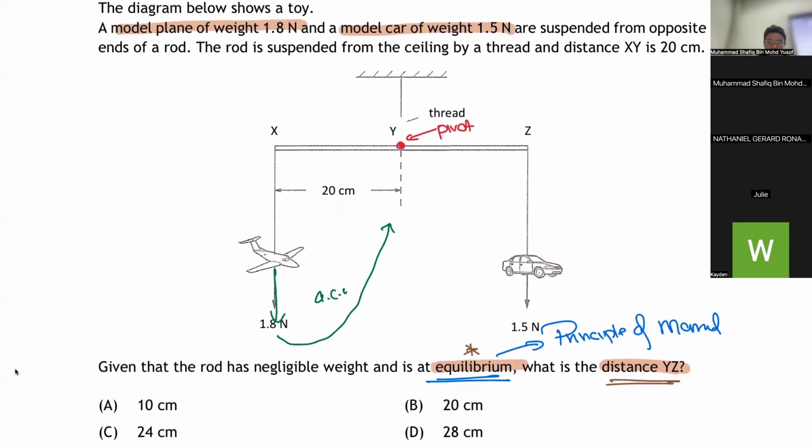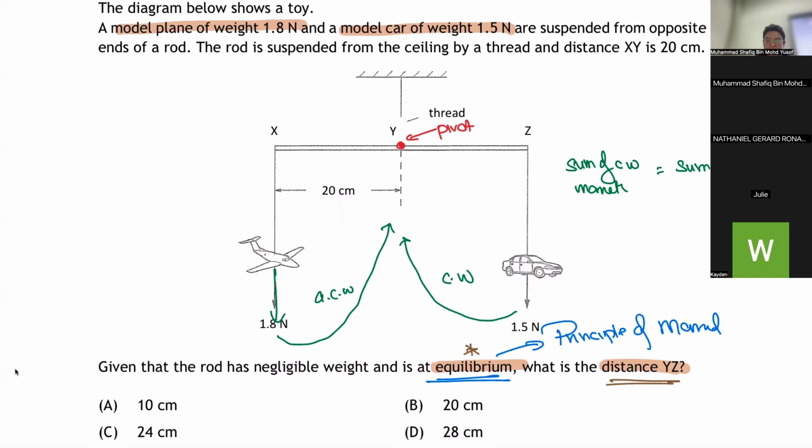Anti-clockwise. Then from the toy car to the pivot, it will be clockwise in this case, right? So then we invoke the principle of moments. The sum of the clockwise moment equals the sum of the anti-clockwise moment in this case, right?